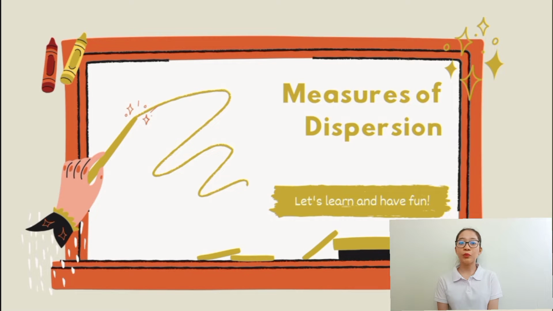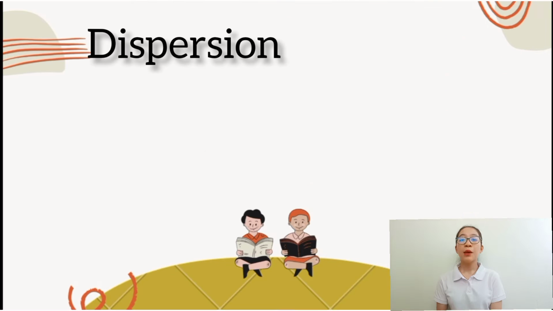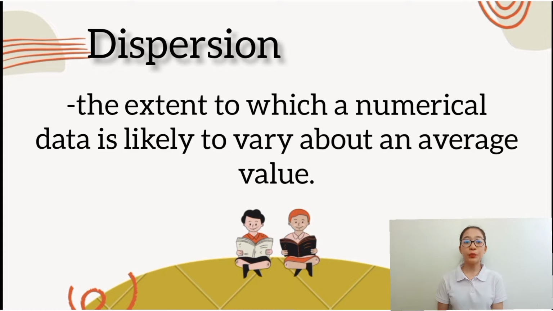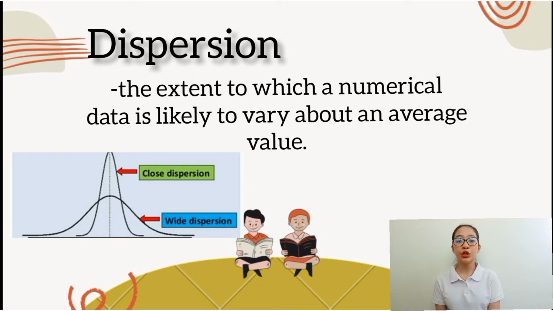I am going to discuss the measures of dispersion. But before we proceed, let's first define what dispersion is. Dispersion is the state of getting dispersed or spread. This means the extent to which numerical data is likely to vary about an average value. In other words, dispersion helps to understand the distribution of the data.